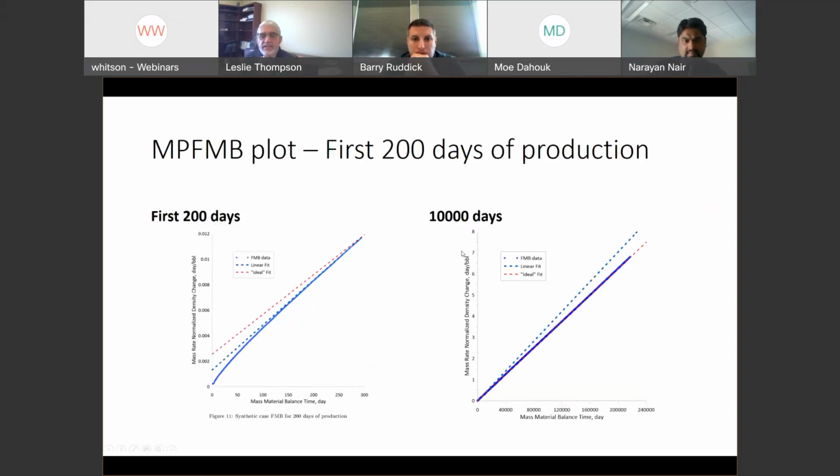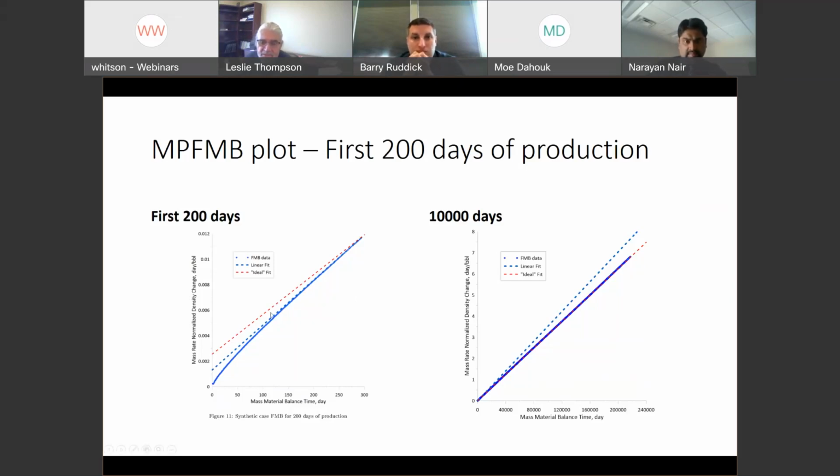Okay, so this is the FMB plot you get for the first 200 days. It turns out you don't get the right slope at 200 days. You get 89% of the right slope. So that's the blue line that I have here. The right slope is actually the red line, and that doesn't develop till a lot later. At 2 years, it's at 96%. At 5 years, it's at 99% or something. But it takes quite a while to get exactly the right slope.